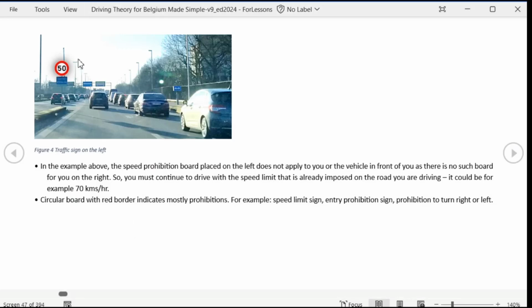And these circular boards with a red border, red is always dangerous, so you can remember that. A circular board with a red border always implies a prohibition, something that you must not do. Here, what's the prohibition? The prohibition is that you should not exceed 50 kilometers per hour.